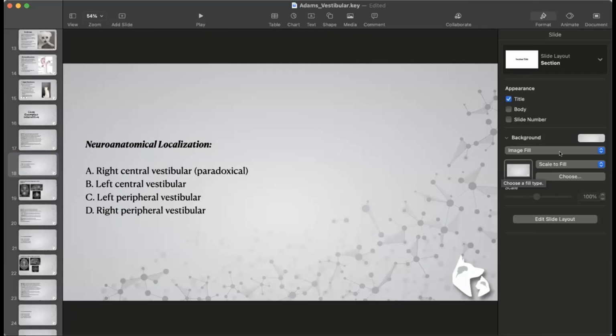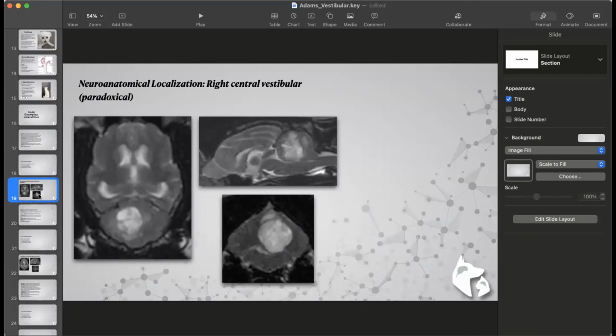All right, so this cat was demonstrating right central paradoxical vestibular dysfunction. So these are the MRI images from him. You can see this large lesion within his cerebellum. So that was what was giving us the paradoxical component to that. Owner did not elect to go forward with a biopsy, so we are treating him for a suspected abscess, and he is making steady improvements. But this was a classic case of a right paradoxical vestibular.